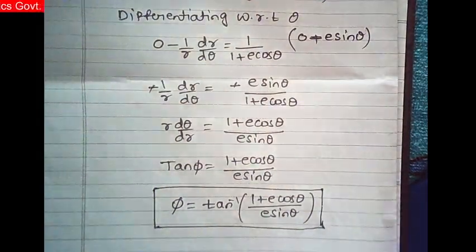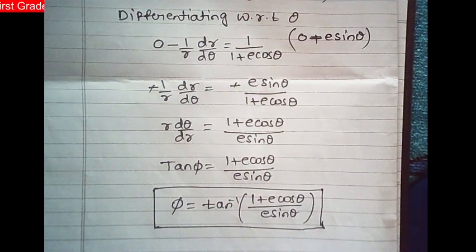Okay, so similarly we solve one more problem. Find the angle between the radius vector and the tangent.